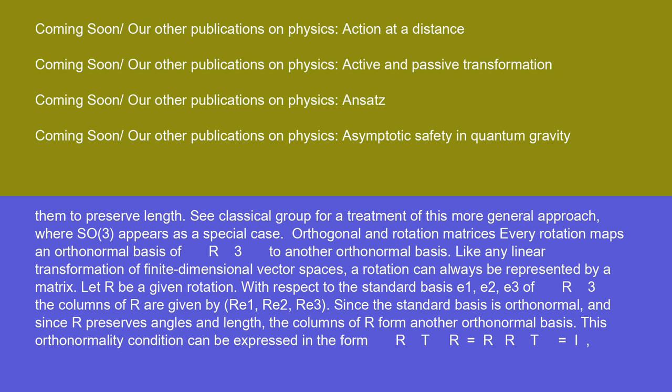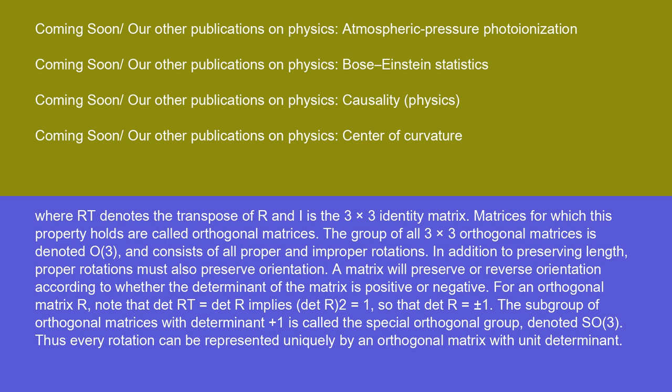Like any linear transformation of finite-dimensional vector spaces, a rotation can always be represented by a matrix. Let R be a given rotation. With respect to the standard basis e1, e2, e3 of R3, the columns of R are given by Re1, Re2, Re3. Since the standard basis is orthonormal, and since R preserves angles and length, the columns of R form another orthonormal basis. This orthonormality condition can be expressed in the form RᵀR = RRᵀ = I, where Rᵀ denotes the transpose of R and I is the 3x3 identity matrix. Matrices for which this property holds are called orthogonal matrices.